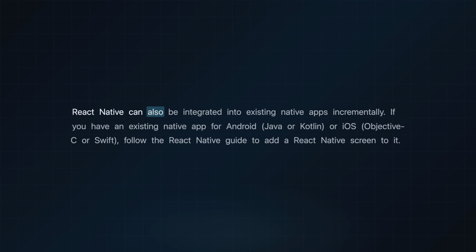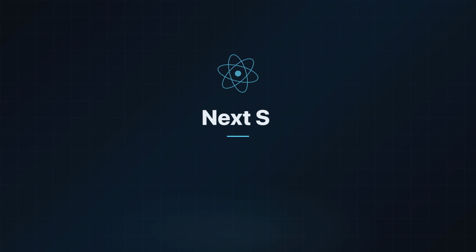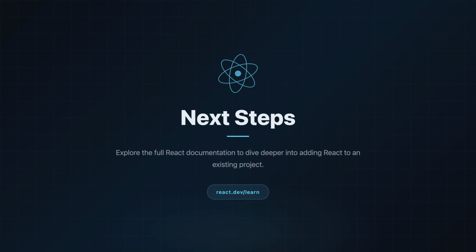React Native can also be integrated into existing native apps incrementally. If you have an existing native app for Android, with Java or Kotlin, or iOS, with Objective-C or Swift, follow the React Native guide to add a React Native screen to it. Next steps. Explore the full React documentation to dive deeper into adding React to an existing project.